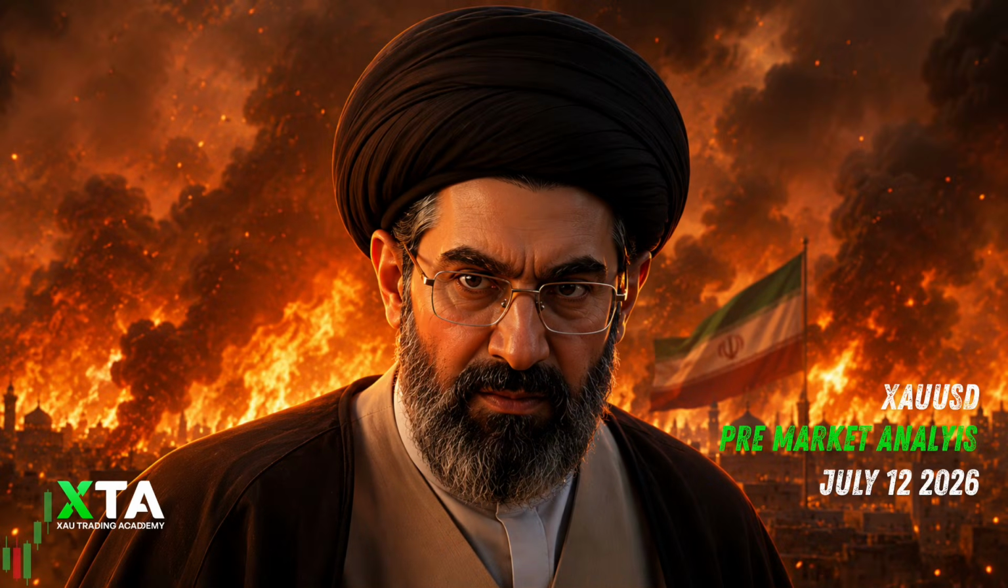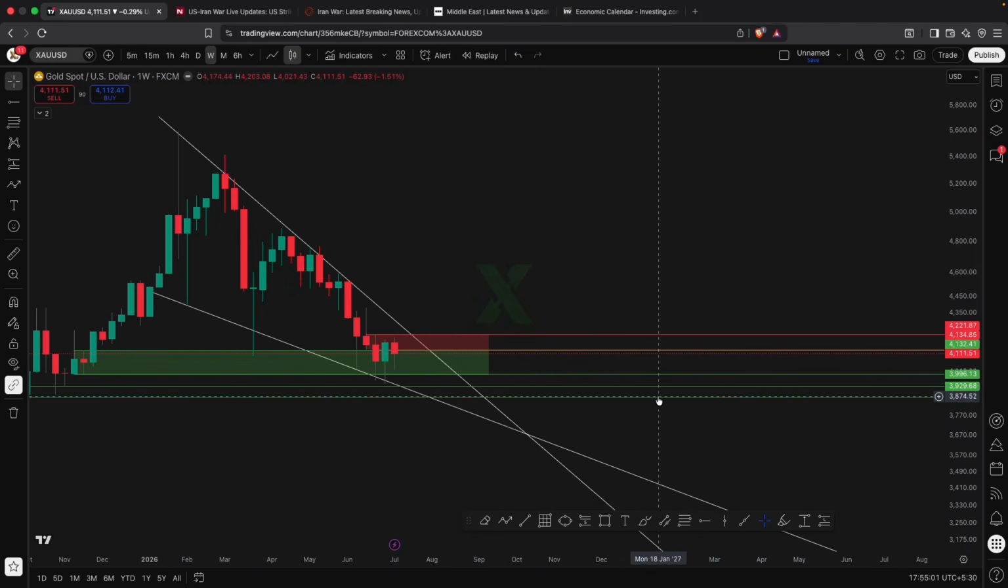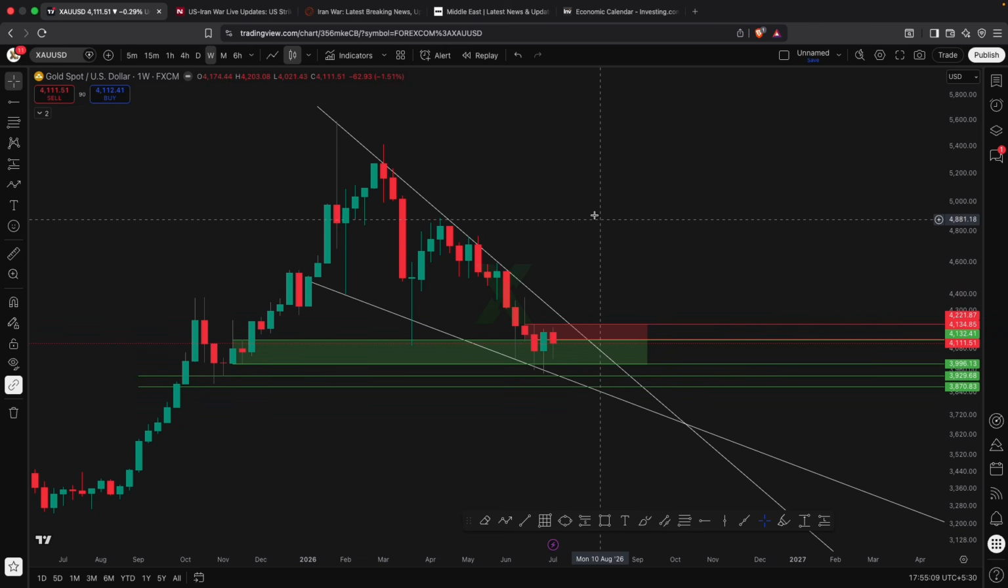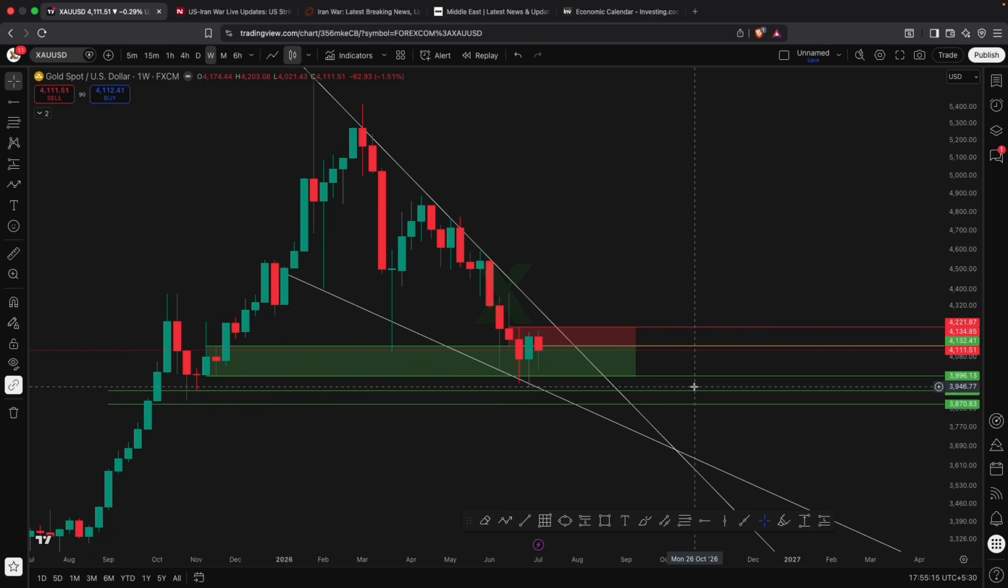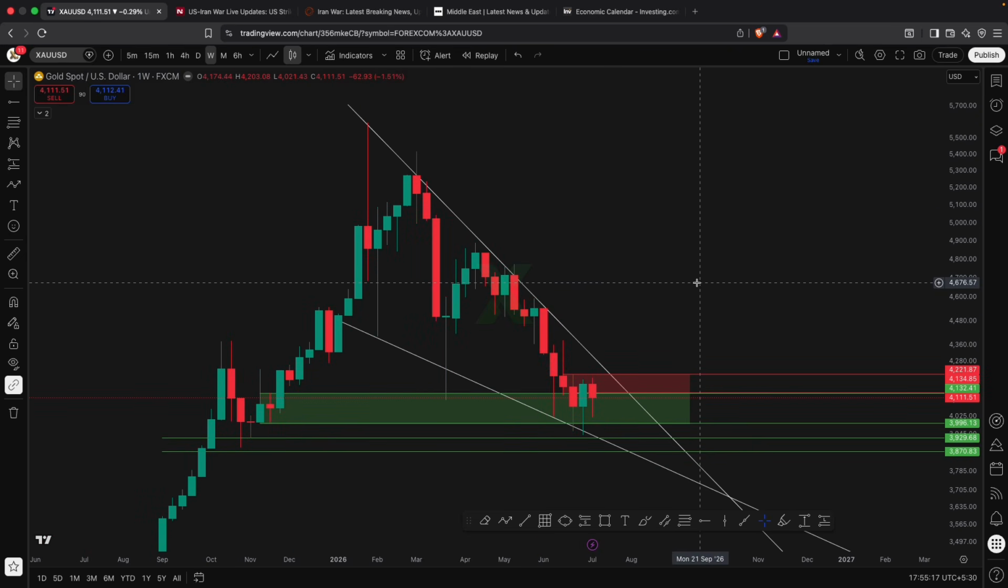Today we are going to do a pre-market analysis on gold. We are going to discuss the chart of gold in a very simple manner today. As you can see, this is the weekly time frame chart for gold. So, what can you see in the weekly time frame chart of the gold?